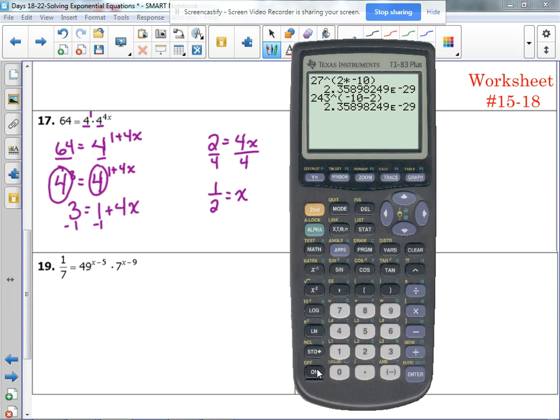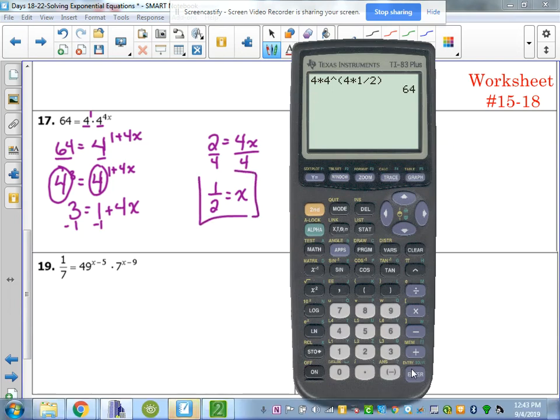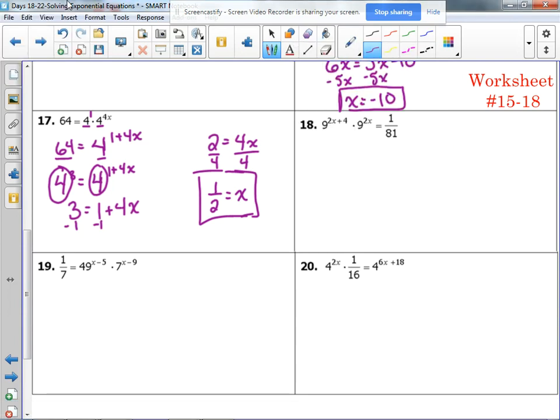Now, check it just like we've been checking it. The left side, we know it's supposed to be 64. 4 times 4 raised to the parentheses 4 times 1/2. 64. So 1/2 is our answer. Checks out.